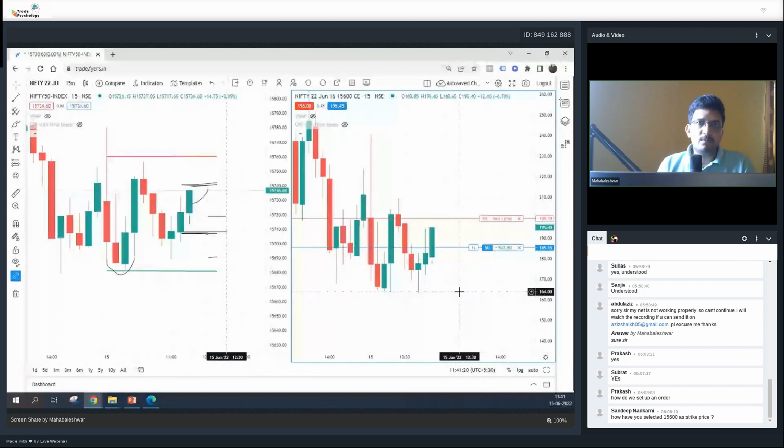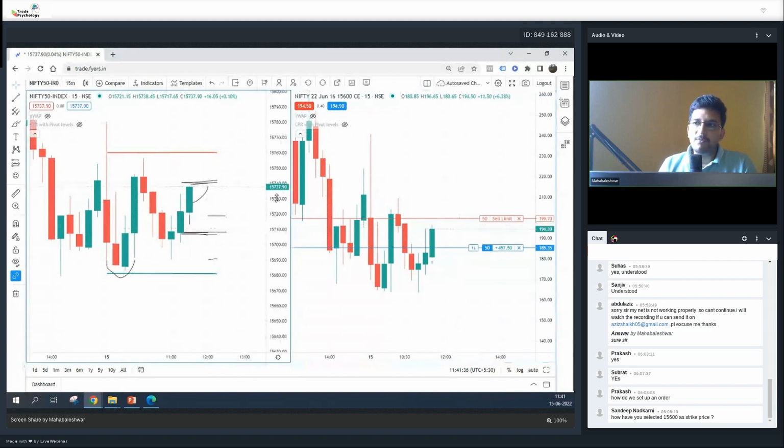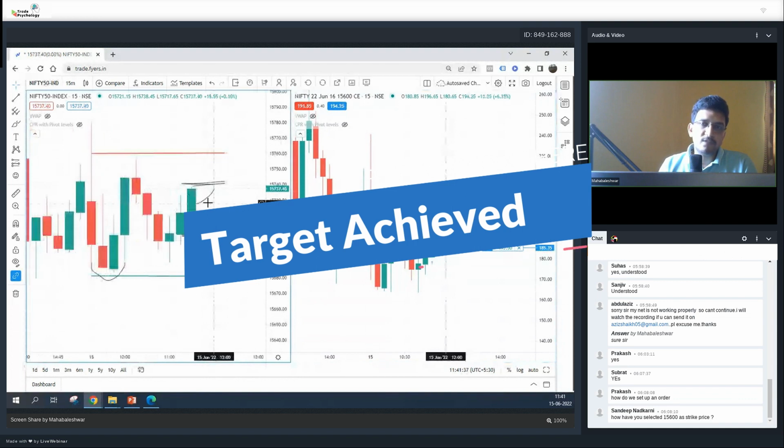Your risk to reward should be proper. If you're losing 10 points, you should always aim for 20 points or more, so that you are getting good returns in the long run. So this is what actually happened: it's touching close to the target. I hope you're able to see how I predicted this move on the upside based upon the previous candlestick formation.